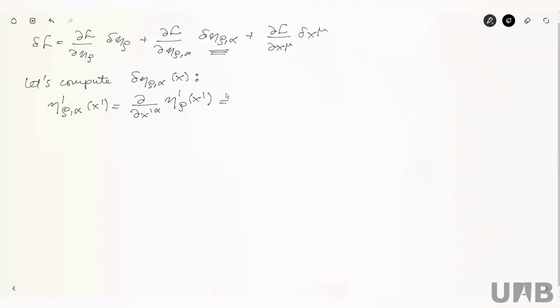So that means that this is the derivative with respect to x'^α. Then we have η_ρ(x) plus δη_ρ(x). So that is the transformation of the η'. So remember that this δη_ρ takes into account only the transformation of the η field and not of the variable x'. So that's exactly what we did. So this is the transformation of η' of x' as we define it.